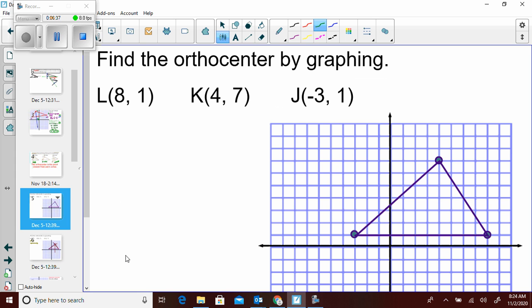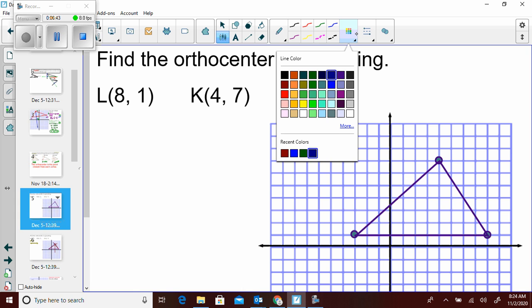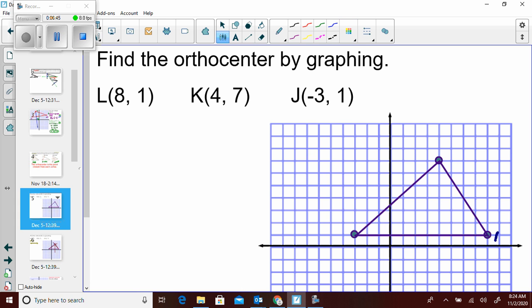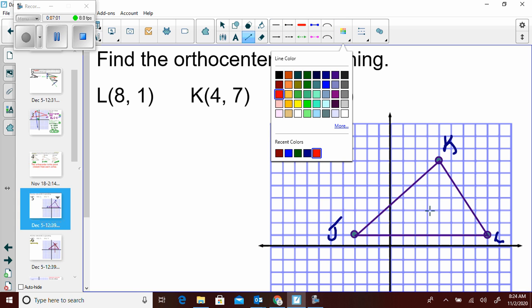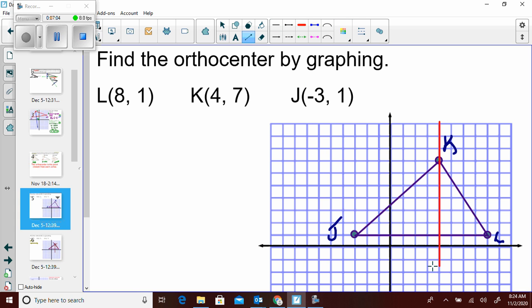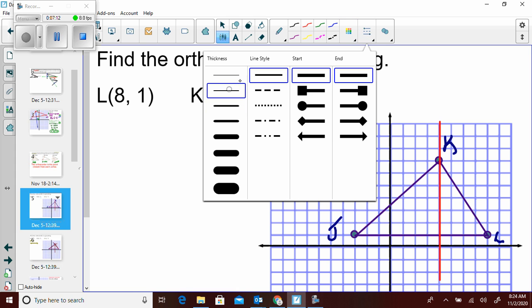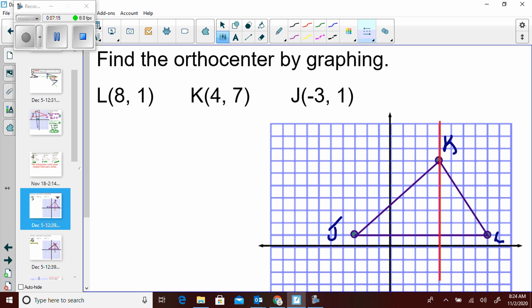So let's find the orthocenter by graphing. We have L, K, J. Well, the easiest one is going to be right here. This is a horizontal, so we know that we're going to draw a vertical. That's pretty easy. Don't have to worry too much about that. We know how to do that. So now let's figure out the one from J.